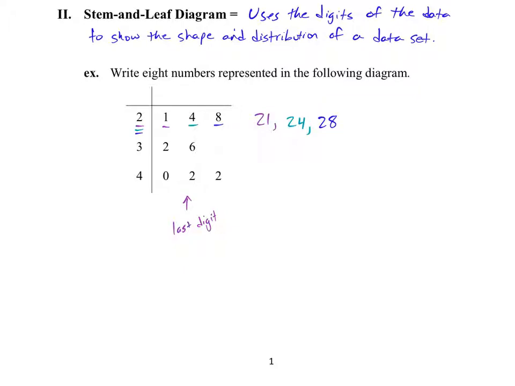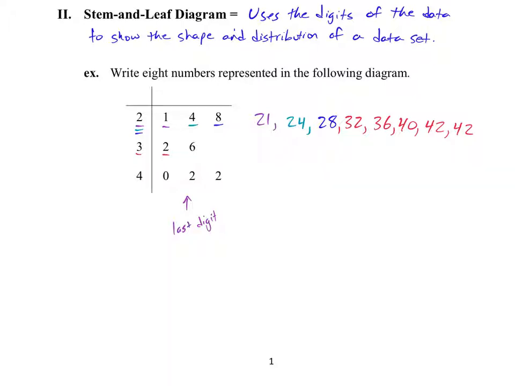And now when we drop down a row, we have 32. I'll stop doing the underlining, but 36 is another. And then starting in the bottom row, I have a 4 and a 0, so it'd be 40, and then 42, and a second 42. We have to list the 2's twice right there because we want to show that there were 2 different data that had that number 42.